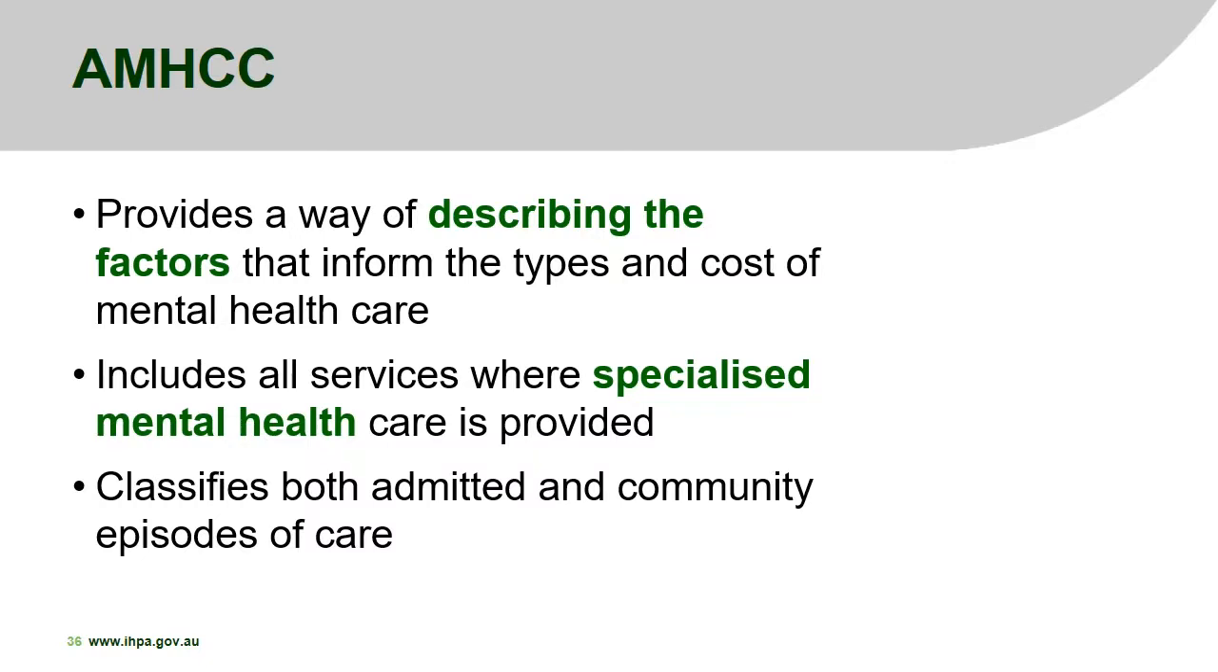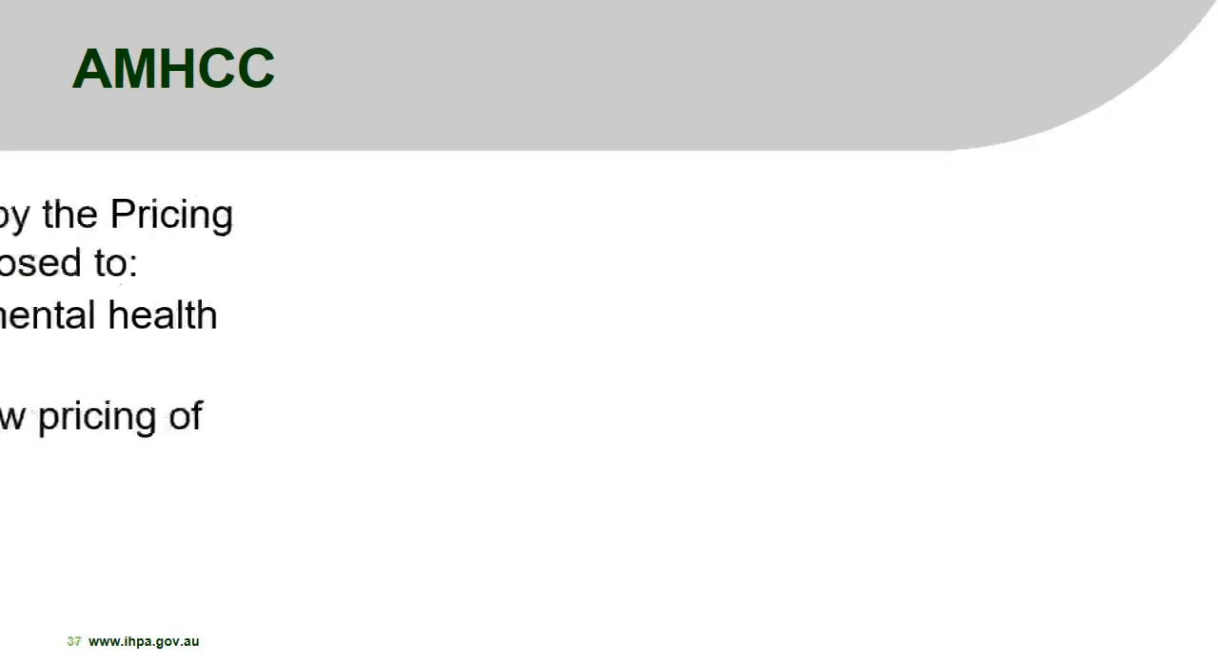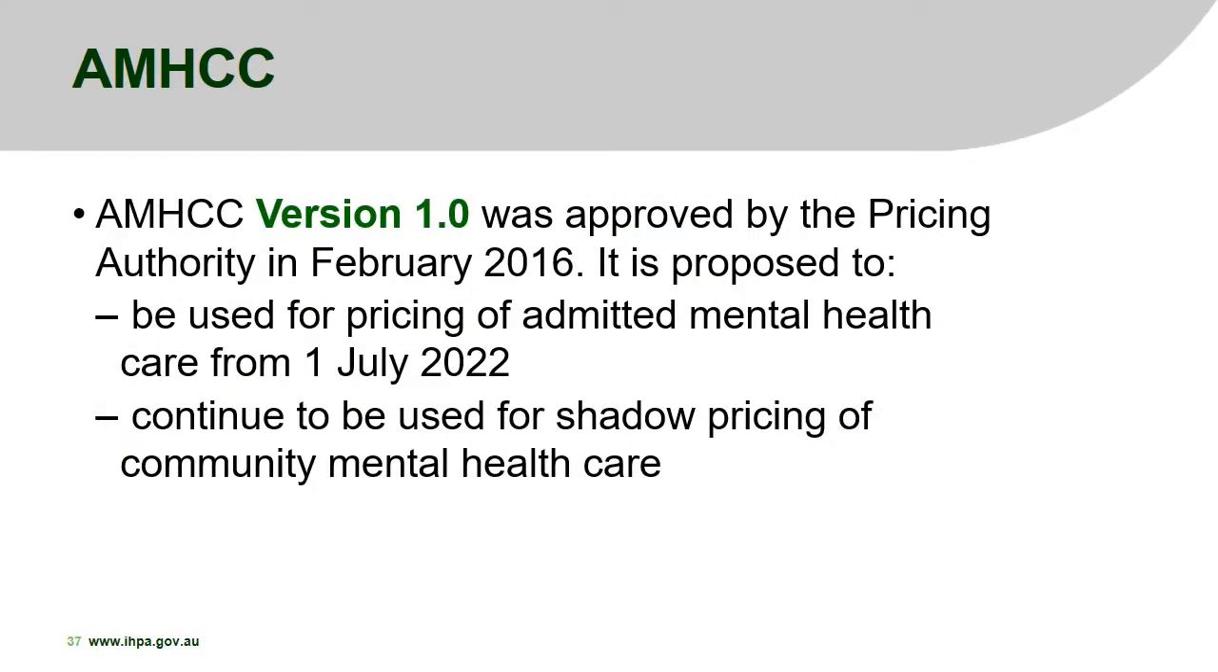community episodes of care. The Australian Mental Health Care Classification version 1 was approved by the Pricing Authority in February 2016. It is proposed to be used for pricing of admitted mental health care from 1 July 2022, replacing the AR-DRGs. And it will continue to be used for shadow pricing of community mental health care.